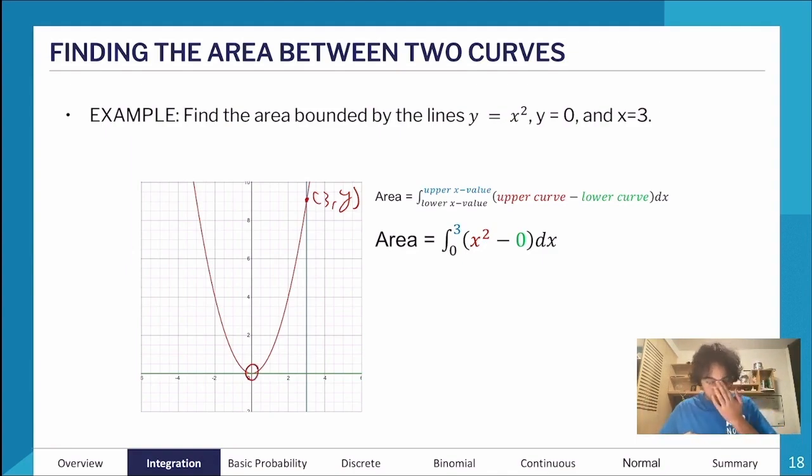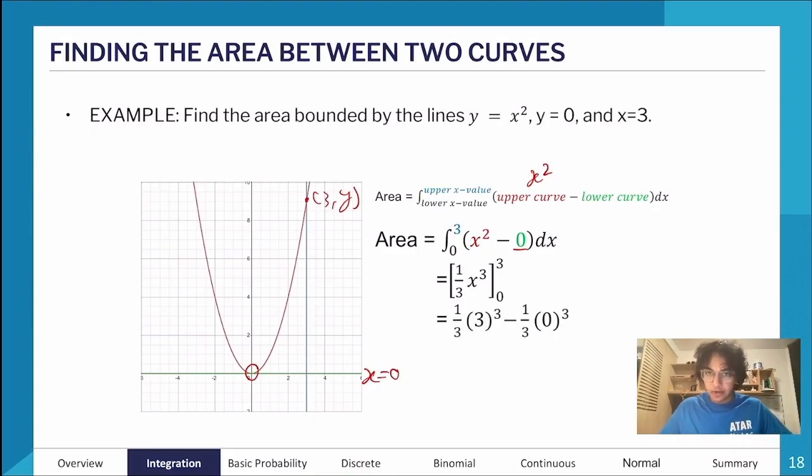Okay, now the upper function in this case is x squared. But what's the lower curve? We never defined a lower curve. Well, the lower curve in this case is going to be the x-axis, and the x-axis is given by the equation y equals 0. So that's why I subtract 0. Okay. And so from there, it's just a matter of evaluating this integral using the fundamental theorem of calculus, substituting values in, and then giving your answer.